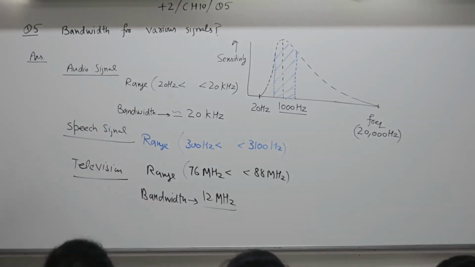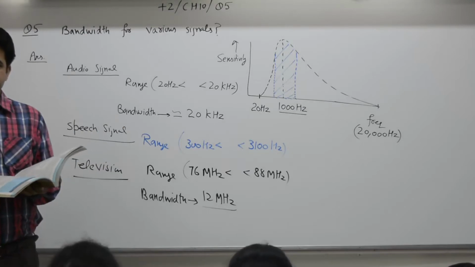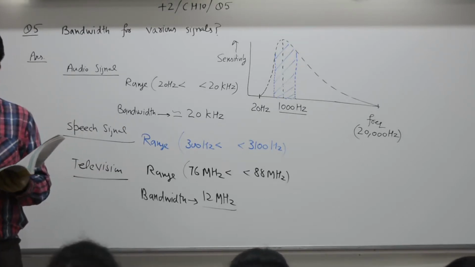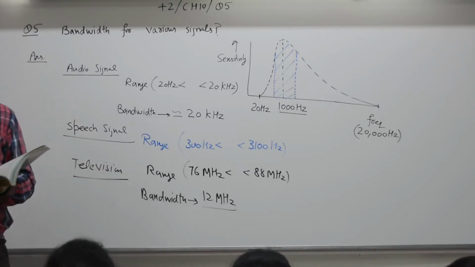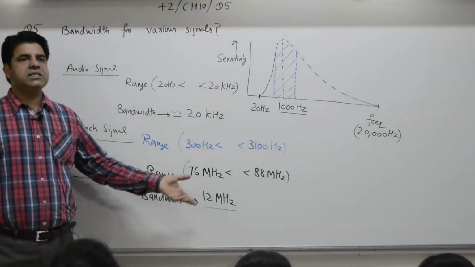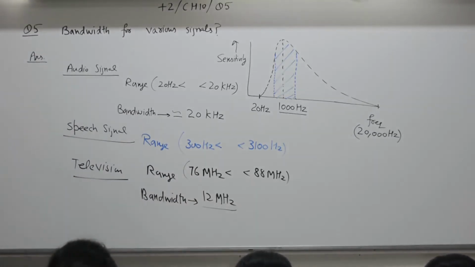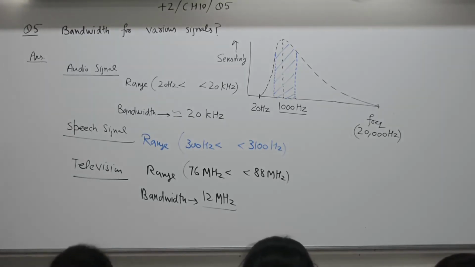For example, if you take 54 to 72, then what is the bandwidth? 18. So it depends what set of frequencies you take up, but approximately it is 10 megahertz, you can say. The bandwidth for TV signal is 10 megahertz. Time with you is 4 minutes, 4 minutes to write.